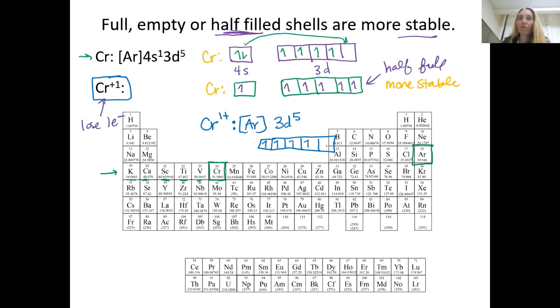One, two, three, four, 5. Okay, so all those d orbitals are degenerate. They're the same energy, and there's 5 of them.